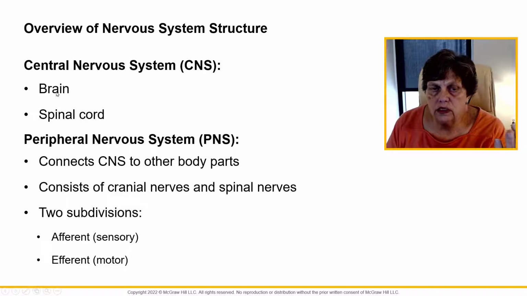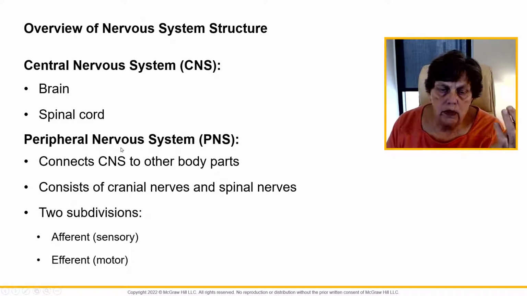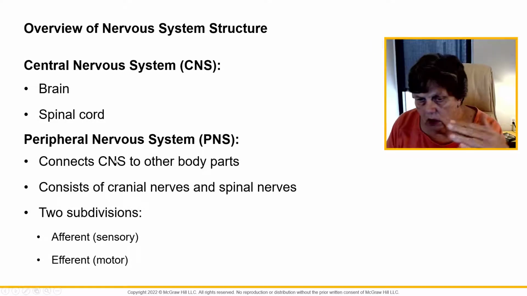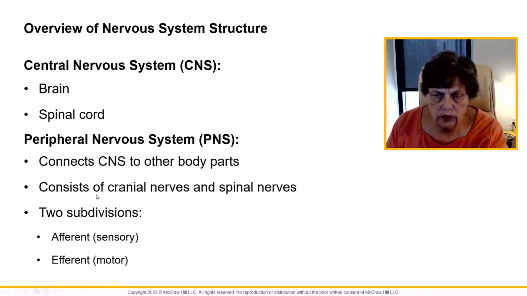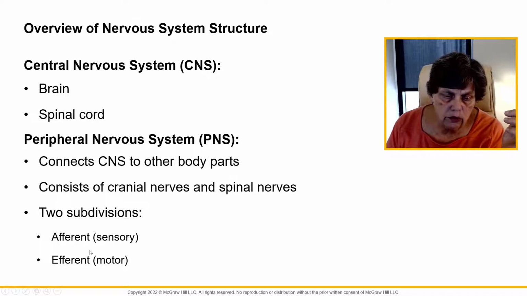The central nervous system is the brain and the spinal cord. The peripheral nervous system connects the central nervous system to all the other body parts. This is the cranial nerves and the spinal nerves. And we have 2 subdivisions. This is basically sensory and motor, the afferent and the efferent.